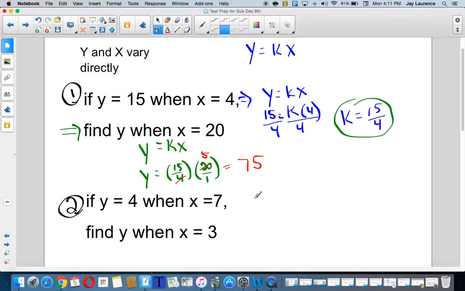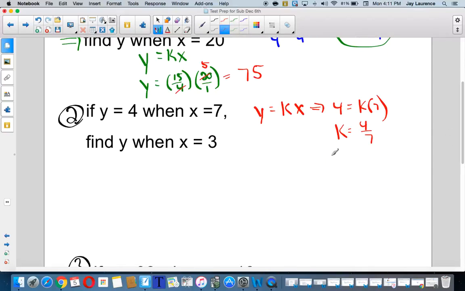Here comes my solution. y equals kx is going to tell me that 4 equals k times 7. Therefore, k is going to equal 4 sevenths. So now I have my constant of variation, right? Okay. Well, now I use y equals kx again.